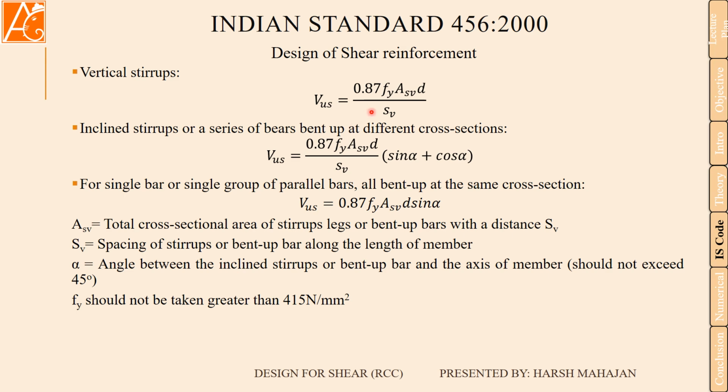So 0.87 fy Asv. Understand this. What is this? 0.87 fy is the limiting stress for the steel, multiplied by Asv, which means area. That means this is the vertical force resisting the shear forces in the beam, and d by sv is the number of stirrups at that section. Sv is the spacing. So force into number equals the resistance that you require for shear. From here you can calculate sv.